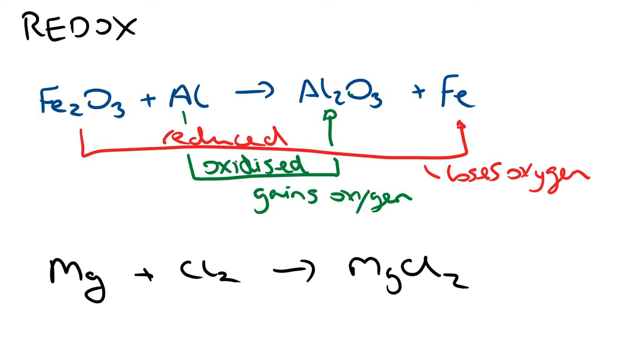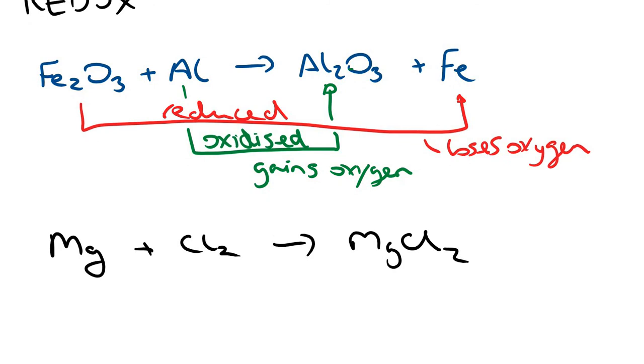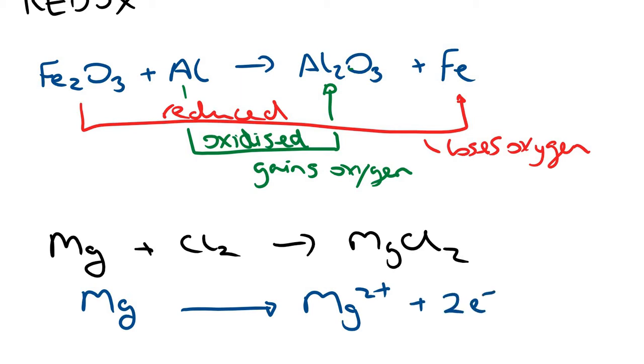So what happens to magnesium? Well, Mg loses 2 electrons because it gives those 2 electrons away to each chlorine atom. And now we look at what happens to chlorine.